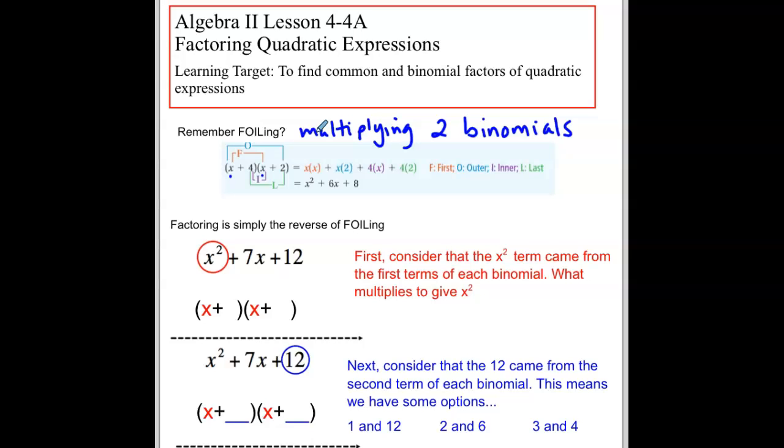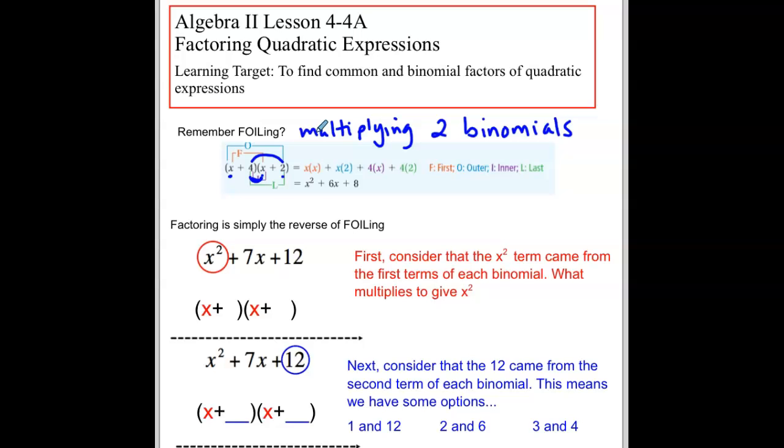us an x squared. Then we do outsides, which would be our x from the first parenthesis and our 2 in the second parenthesis. So we end up with 2x. Then we do insides, which are the two closest together, the 4 and the x. We multiply those and get 4x. And then our last piece are the two constant numbers, the 4 and the 2. Multiplying those gets us an 8. And then if we combine like terms, we end up with x squared plus 6x plus 8.